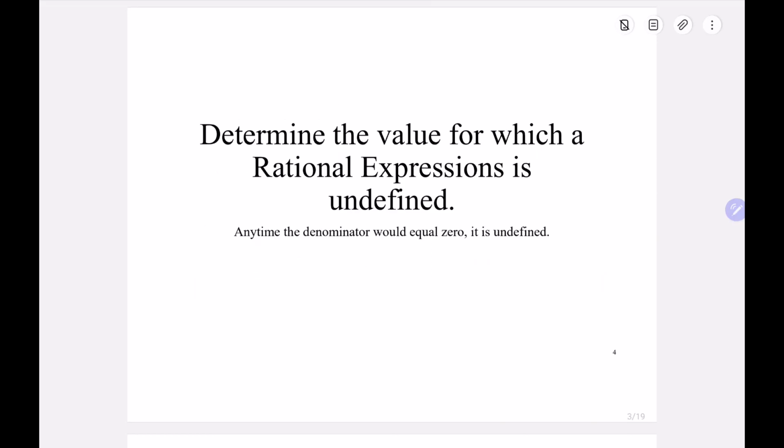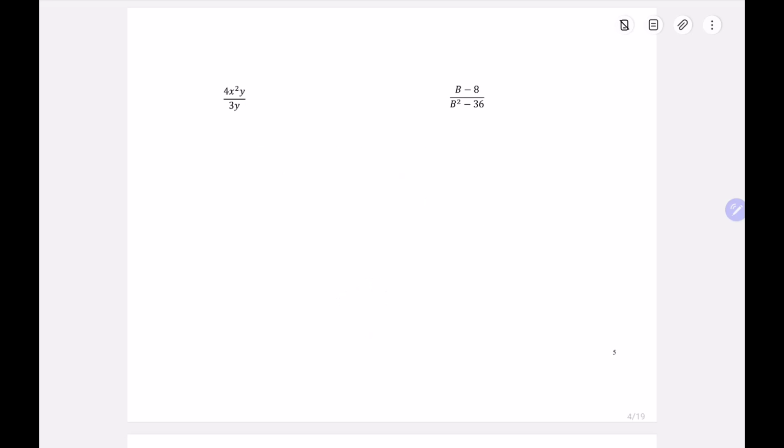So first, we're going to look at determining when the value of a rational expression is undefined. And this would be any time the denominator of our fraction is equal to 0. We are given 4x squared y all over 3y. Since we want to know where it would be undefined, we would take our denominator, set it equal to 0, and solve. So if we took 3y equaling 0, we would see that y cannot equal 0, and that would be our answer.